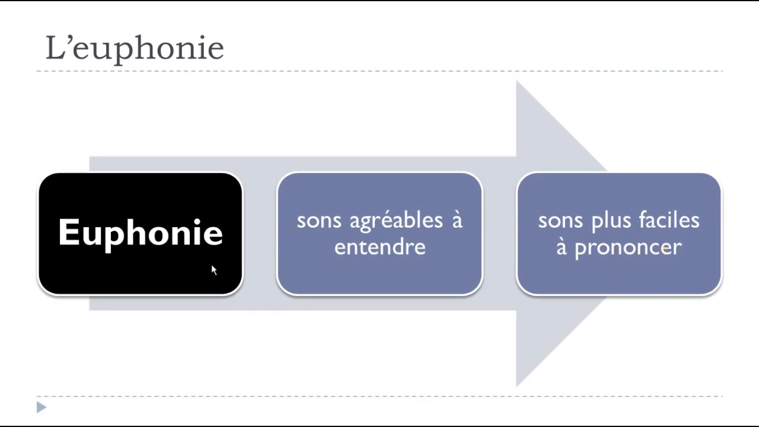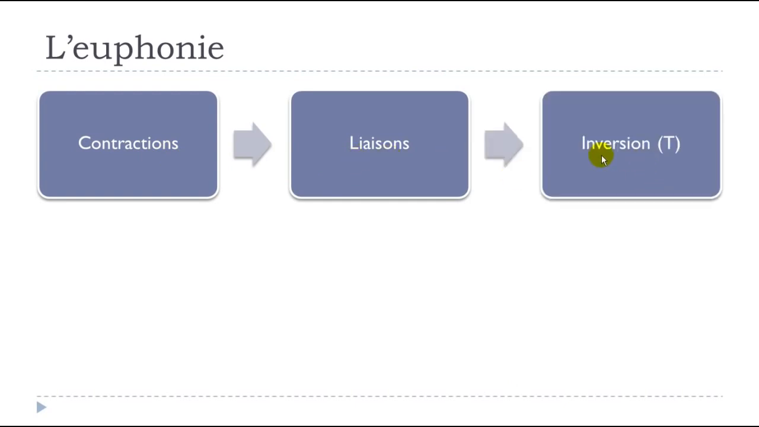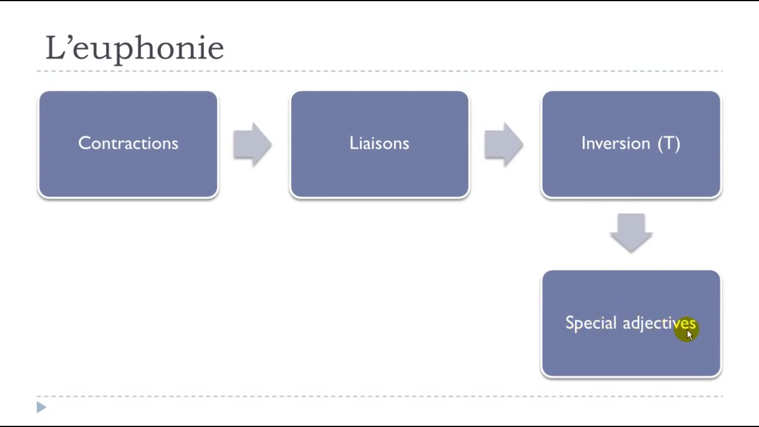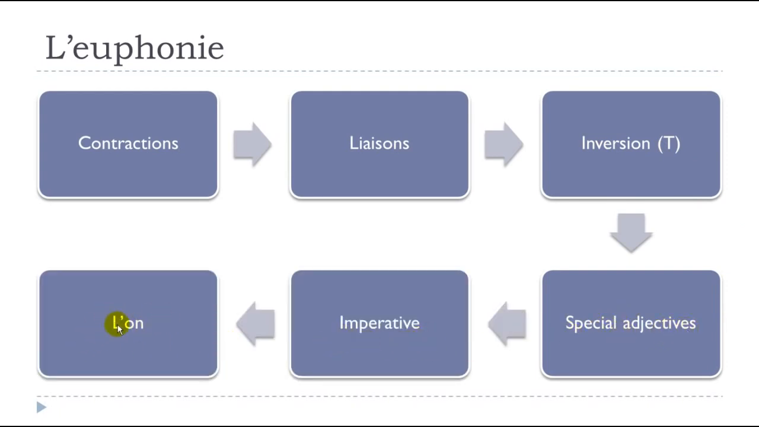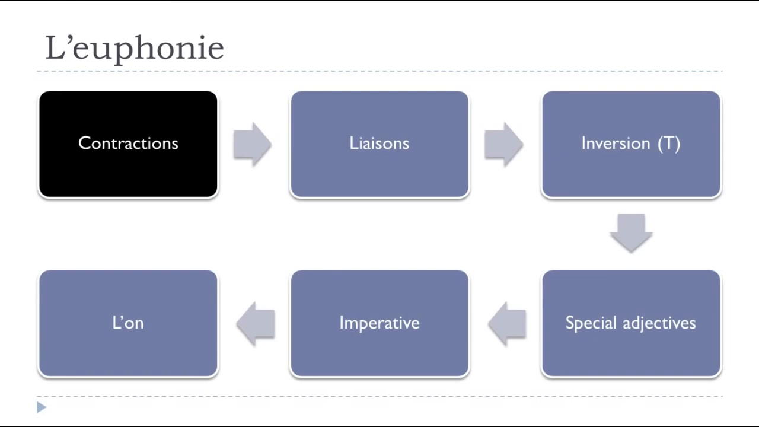And this is an important thing when we talk about the French language. It does mean that we will, in some cases, not respect the grammatical rules just to modify the language to make it either easier to pronounce or nicer. Okay, so we'll see in this video the contractions, the liaisons, the inversion, then the special adjectives, the imperative form, and then this long form. Okay, because in all these cases, l'euphonie will have something to say and something to modify. Okay, so we can start now with les contractions.